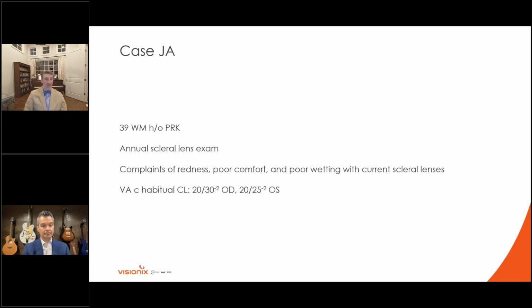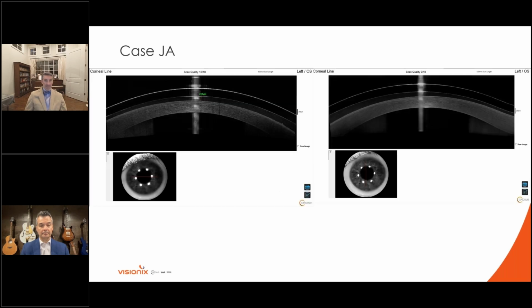This is a 39-year-old white male with a history of PRK. He was coming in for his annual scleral lens exam. His complaints were redness, poor comfort, poor wetting with his current scleral lenses. In those lenses, he came in seeing 20/30 -2 in the right eye and 20/25 -2 in the left eye.